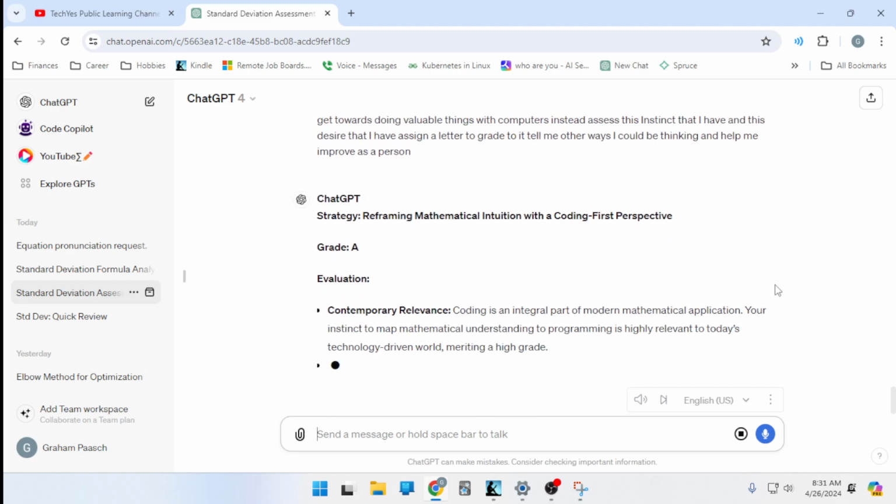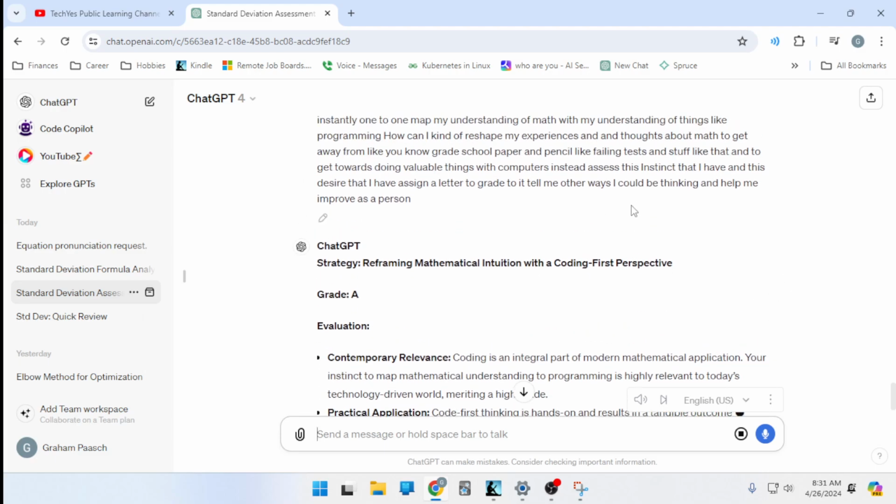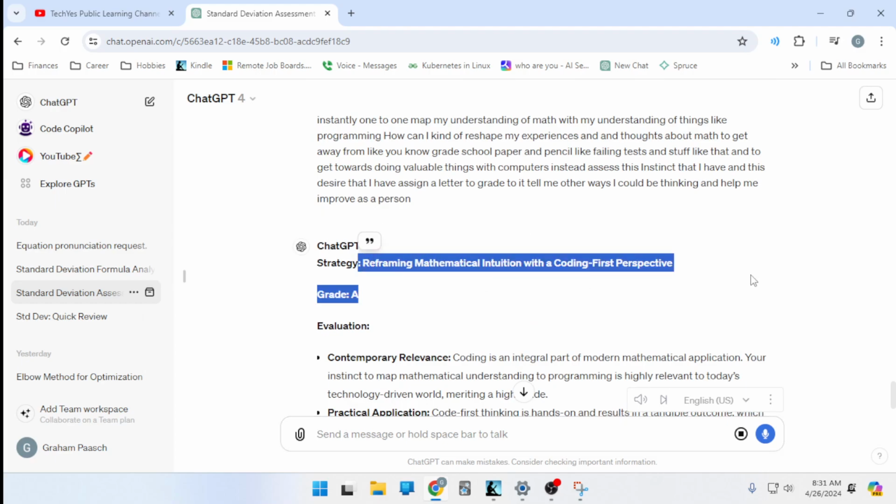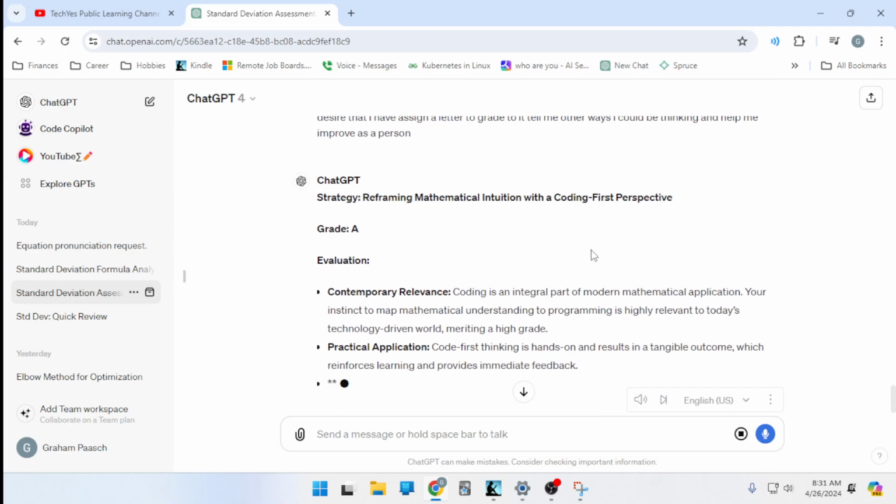Yeah, I think that's solid. Strategy: reframing mathematical intuition with a coding-first perspective. That's what I want. Grade: A. Evaluation. Contemporary relevance. Coding is an integral part of modern mathematical application. Your instinct to map mathematical understanding to programming is highly relevant to today's technology-driven world.